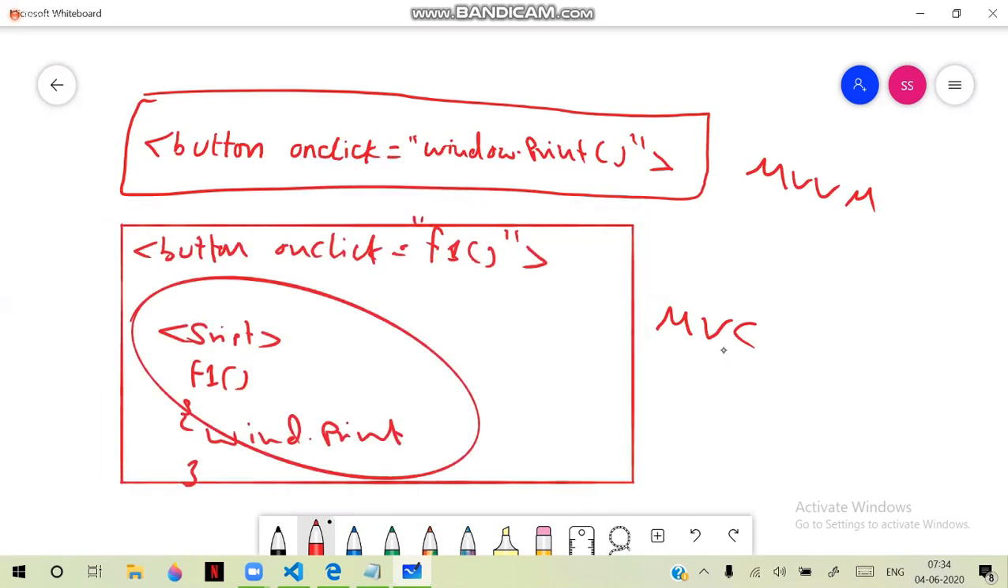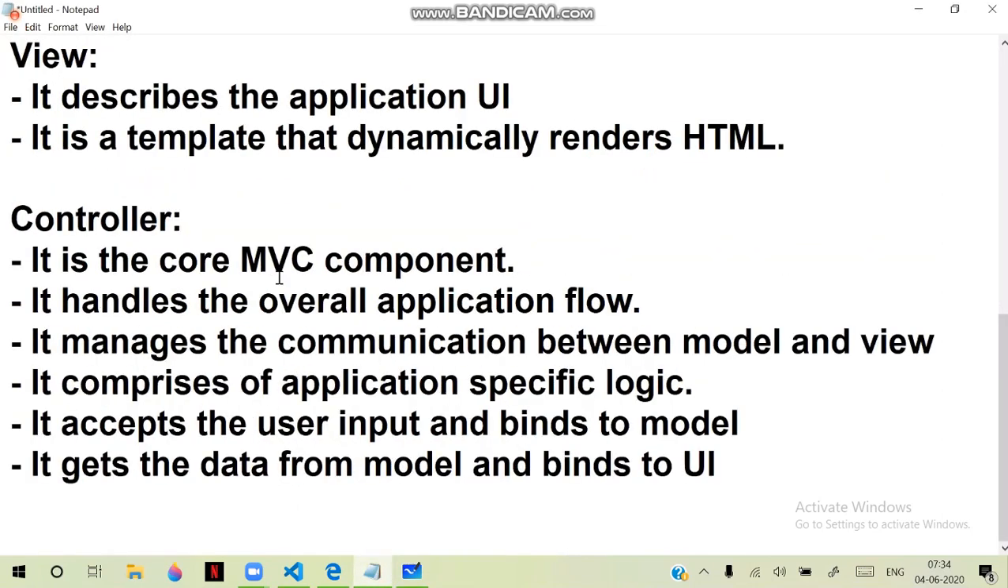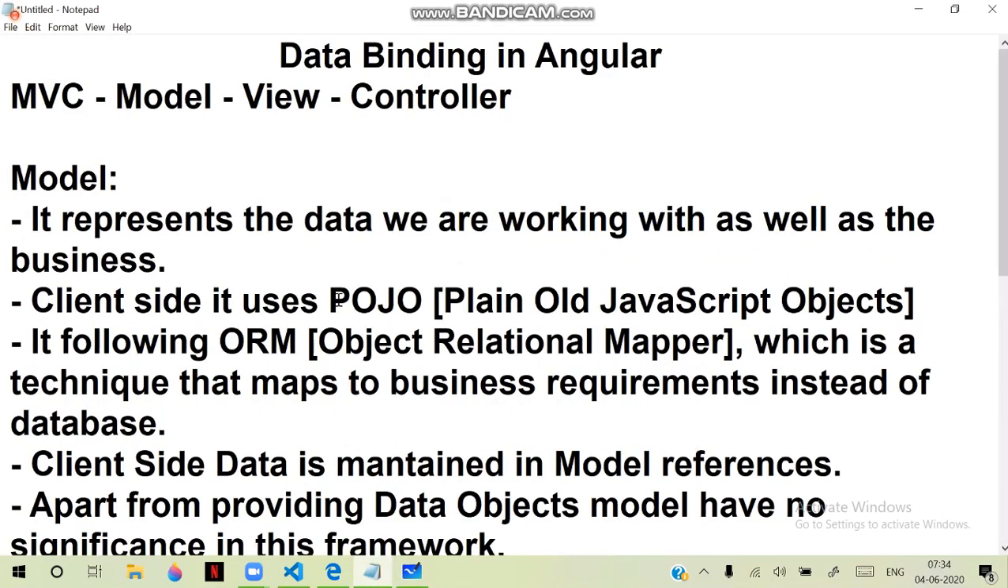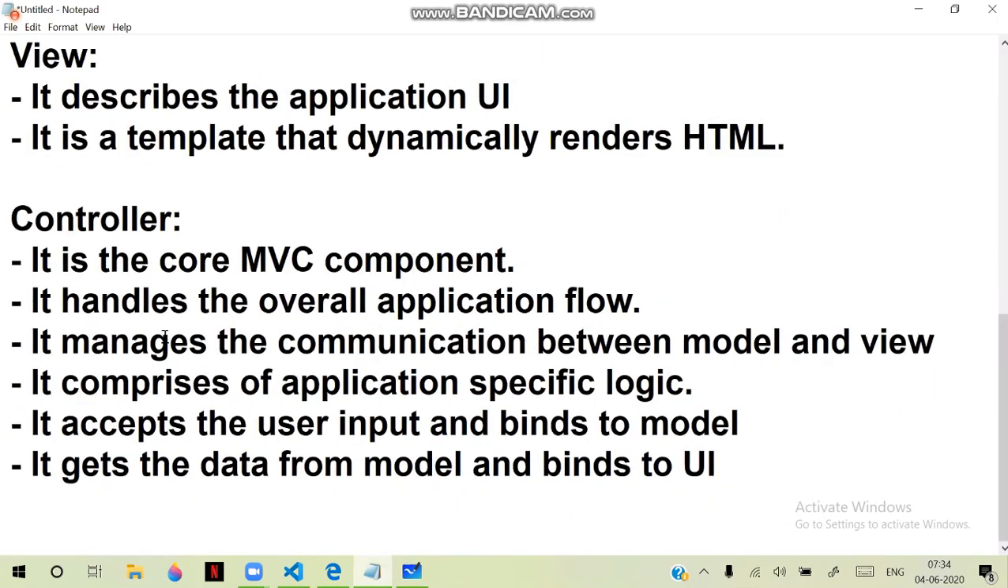Usually you have to know about that. Okay, I hope everyone is clear about this. How to use these frameworks in our application, we will see. Now, important is how data binding works in our Angular application using these frameworks.